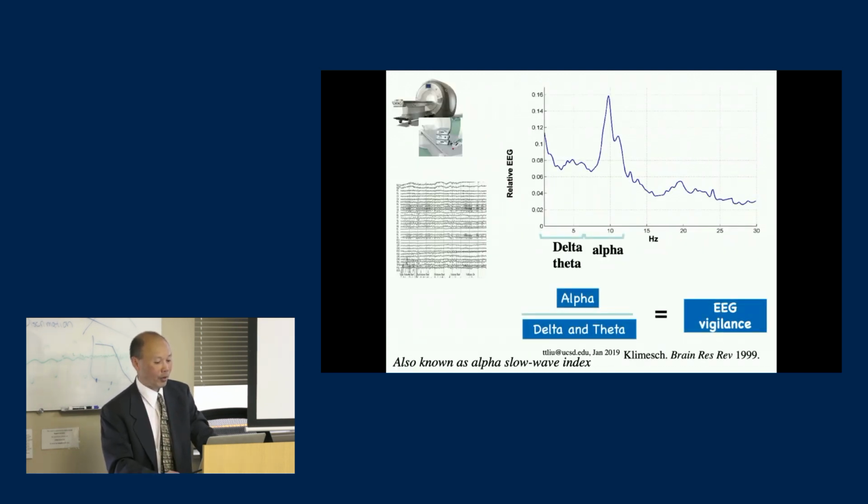Okay. What we'll use for our measure of vigilance is something that we sort of came up with after looking at the data, but then we found out it's actually a standard measure. So we called it vigilance. In the literature, it's actually called the alpha slow wave index. And it's simply the ratio of the alpha power over the delta and theta power. Okay? So there's other ways, obviously, of characterizing vigilance, but from a resting state point of view, this is a pretty good one.